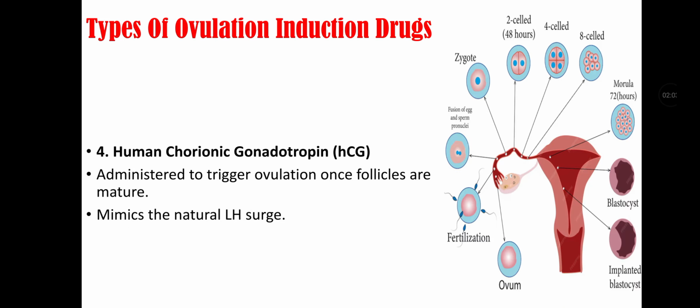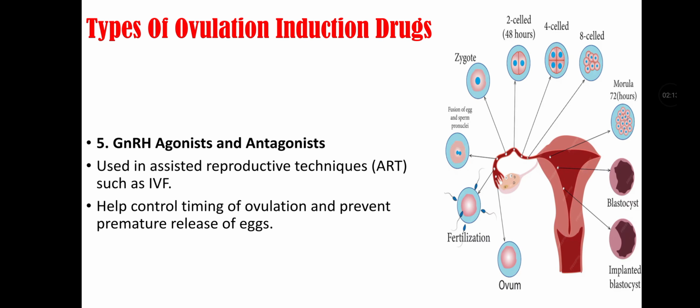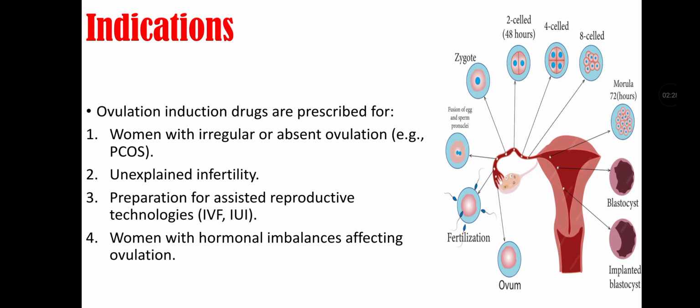Fourth type of ovulation induction drug is human chorionic gonadotrophin, that is administered to trigger ovulation once follicles are mature. They mimic the natural luteinizing hormone surge. Fifth type of ovulation induction drug is gonadotrophin releasing hormone agonist and antagonist. They are used in assisted reproductive techniques such as IVF. They help control timing of ovulation and prevent premature release of eggs.